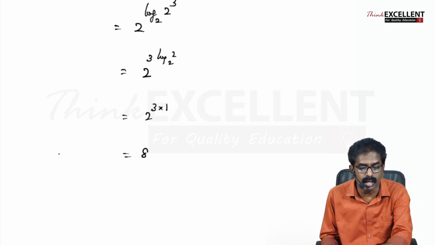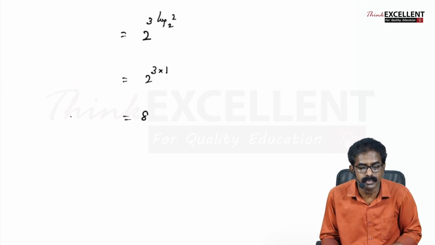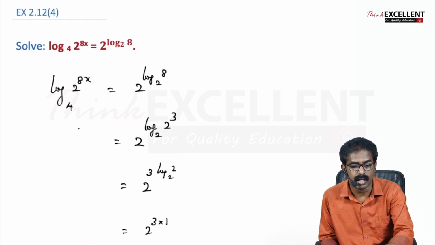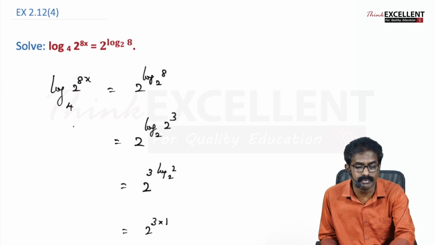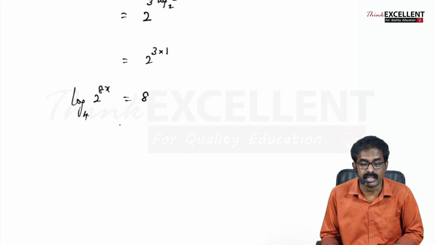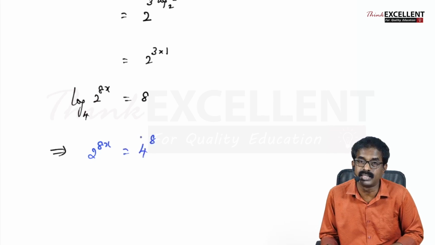This is the value of log 2 raised to 8x to the base 4. The left side we didn't simplify anything, just the right side is simplified. So the value is 8. Now we change it into exponential form. So when you change it into exponential form, 2 raised to 8x is equal to 4 raised to 8.